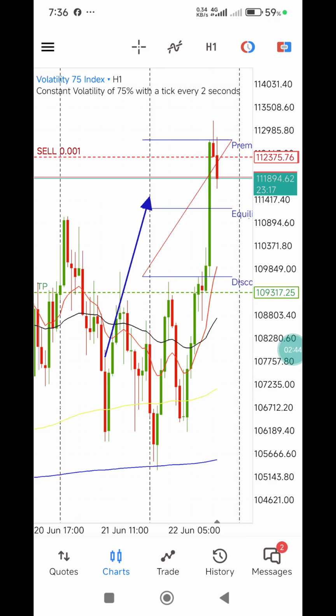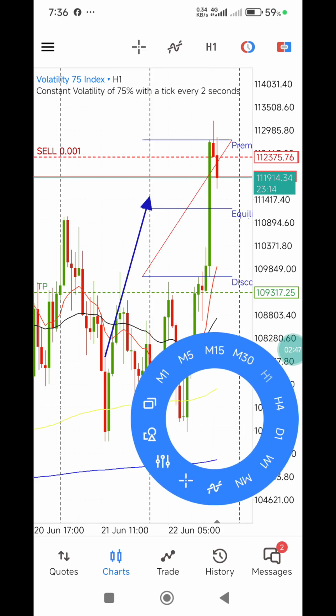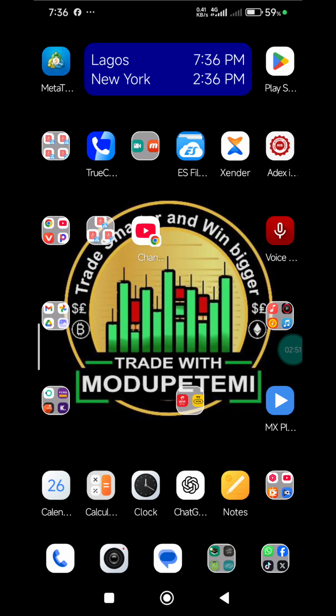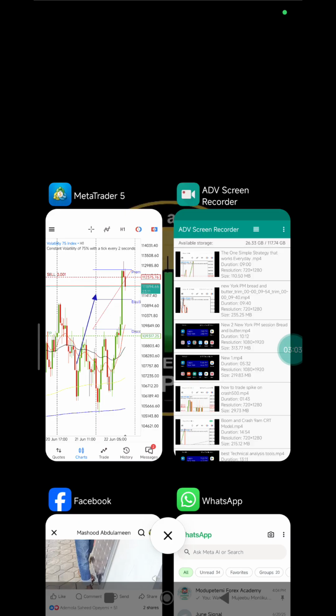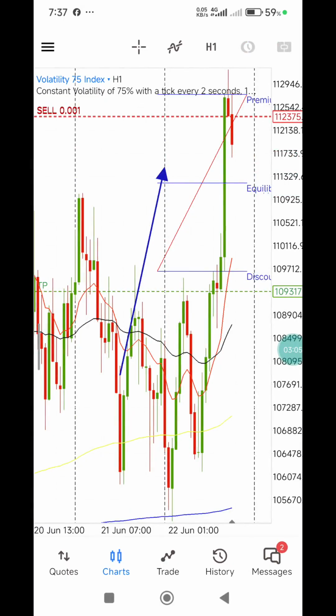On 4 hours time frame, if you look very well in my trading, 4 o'clock in New York time is going to be 12 a.m. CRT candle, and 12 a.m. CRT candle is my London close time.